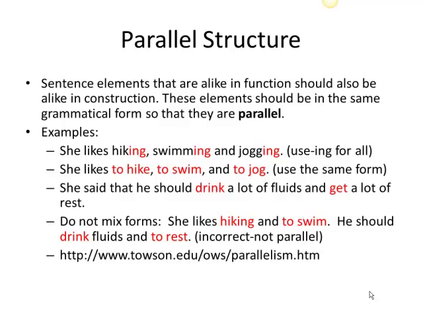Something to also remember when we're connecting things is that when you have elements such as two verbs, they need to match. That's called parallel structure. So if you say "she likes hiking," then everything that follows needs to have -ing: hiking, swimming, and jogging. You cannot mix them. Or "she likes to hike, to swim, and to jog." They must use the same form.